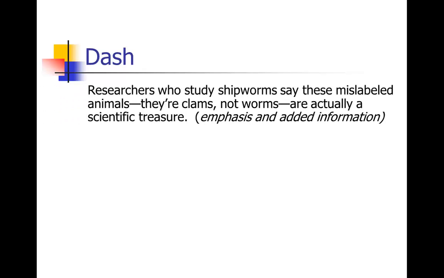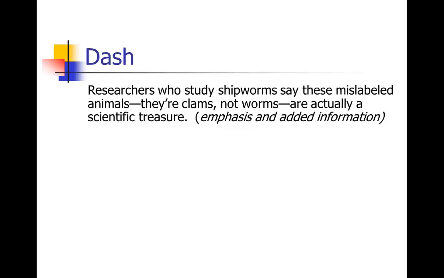All right, a few more examples. Here's another sentence where a dash was used. Researchers who study shipworms say these mislabeled animals, they're clams, not worms, are actually a scientific treasure. So this use of the dash adds emphasis to that cute little interesting fact that these shipworms are actually not worms at all, but clams. So it's a way to drop this extra information in a cute little way. It gives emphasis to that interesting little fact.